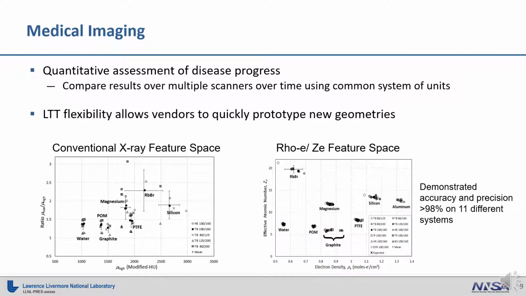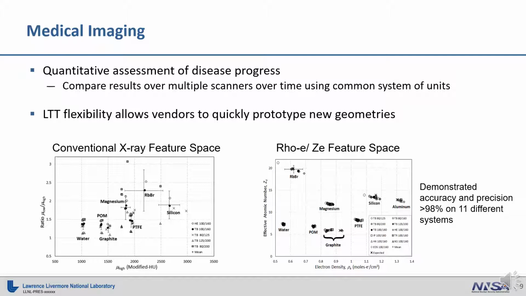For instance, if you went in for a scan for something, and then that hospital bought a new CT scanner, or you decided to go to a different hospital for a CT scan, they wouldn't be able to compare results from those two different CT systems, because CT systems reconstruct into arbitrary units that you don't know what they are. So they can't monitor the growth of your tumor or the progression of osteoporosis, things like that. But because LTT is quantitatively accurate, you could reconstruct all this data into a common set of units and really be able to perform these longitudinal studies.